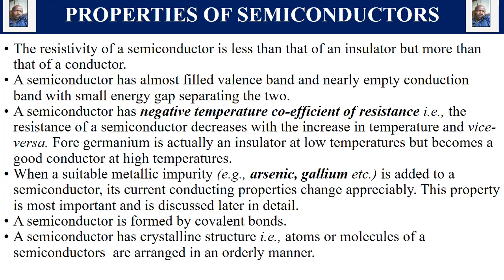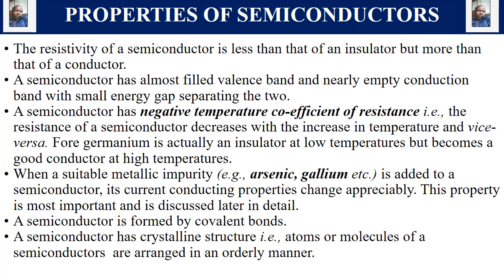The last slide in this presentation, we are looking at the properties of semiconductors. In other words, we are looking at the properties of germanium and silicon atoms. The first one is that the resistivity of a semiconductor is less than that of an insulator, but more than that of a conductor. I think I have exhausted that point. Then a semiconductor has an almost filled valence band and a nearly empty conduction band, with a small energy gap separating the two. We've seen that when we looked at the energy band, the differences between a conductor, insulator, and semiconductor, and we saw that very important point.